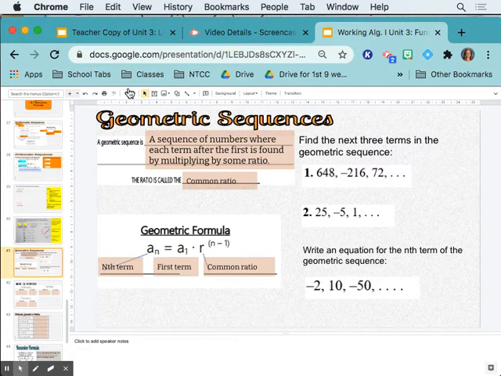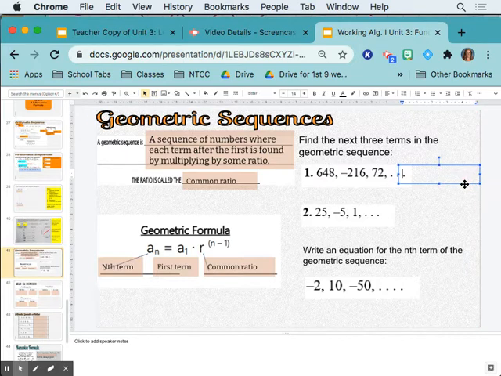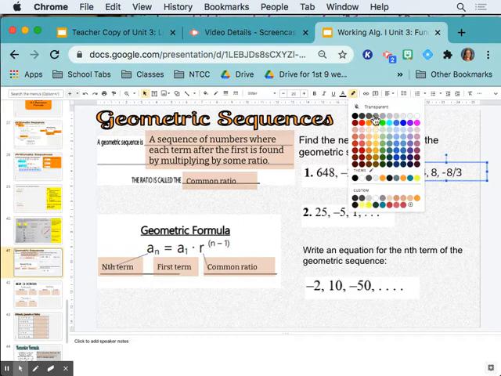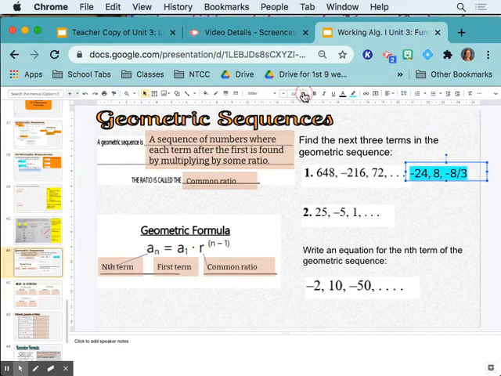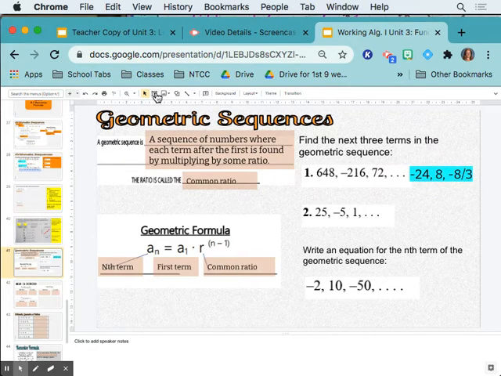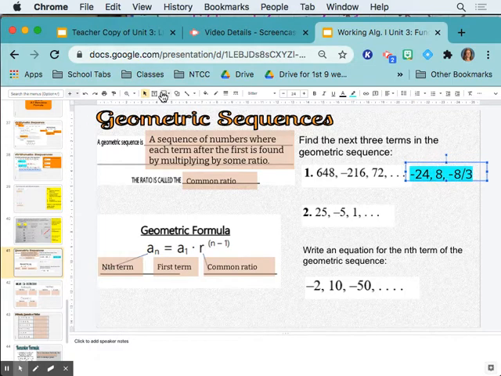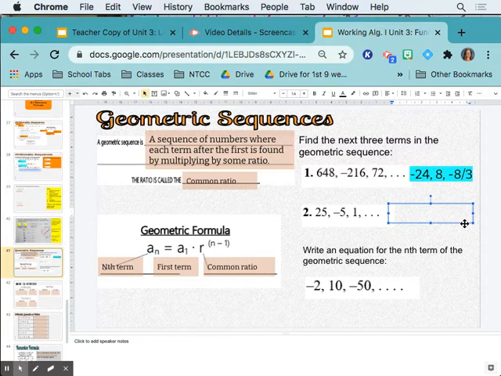Okay, so we have this in here. Let's go ahead and type in our next three terms and then also the equation so that we can finish this slide. So this would be negative 24, negative 8, negative 8/3. And then the next one, negative 1/5, comma 1/25, comma negative 1/125.